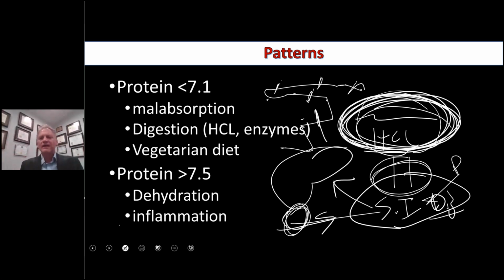So if you have low HCl, you're going to mess with your pancreatic digestive enzyme production. You're going to mess with your bile flow, and you're going to have more problems. So I just want to encourage you about that.